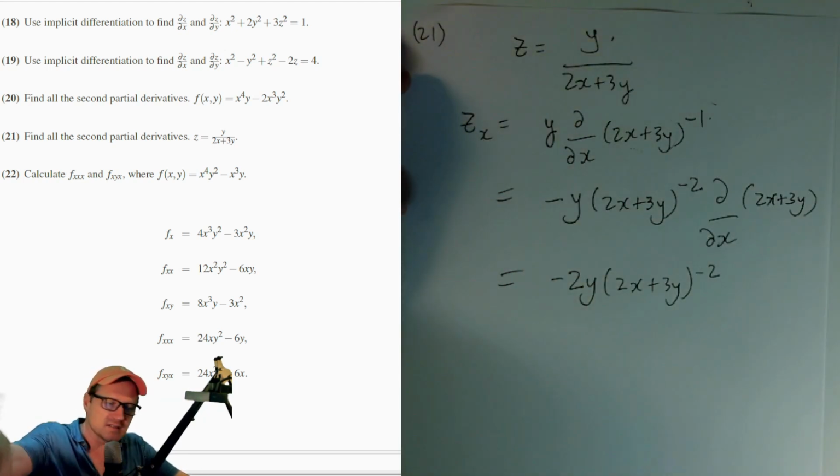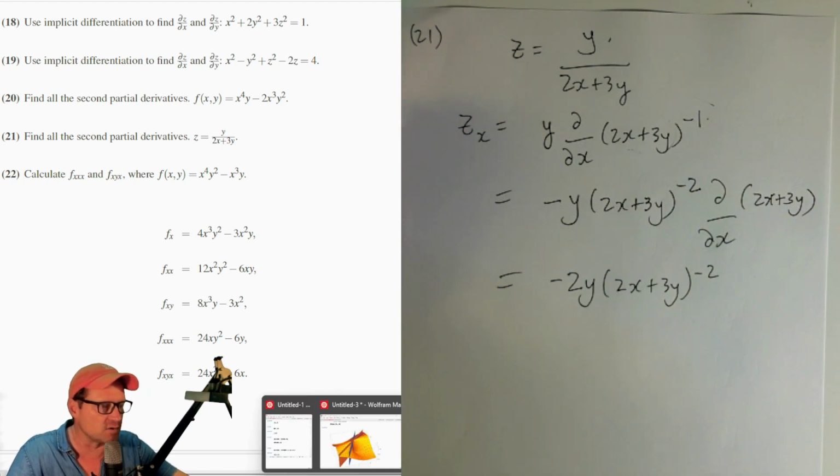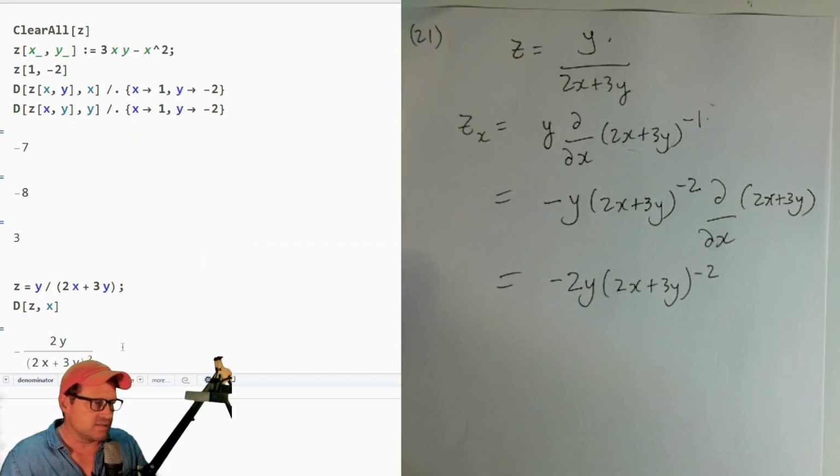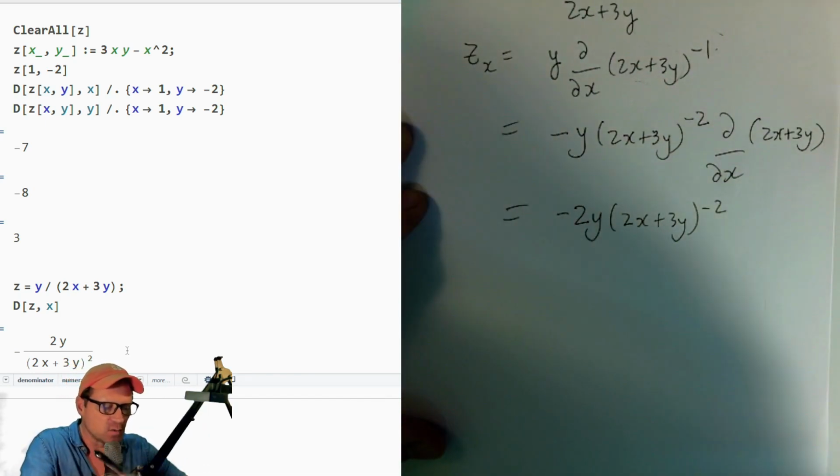Because I don't want to get this wrong, I'm going to get Mathematica to do the same calculation. And yes, Mathematica gives us the same thing for that. Fantastic. So let's differentiate with respect to y now.